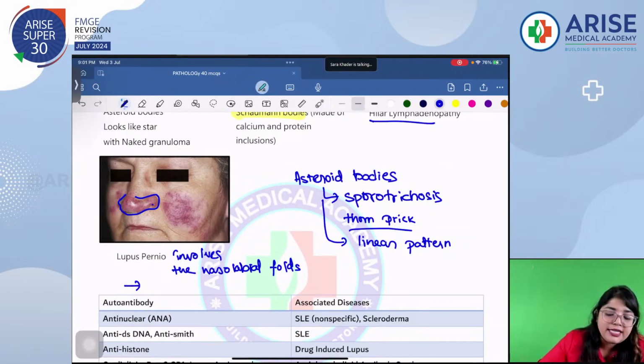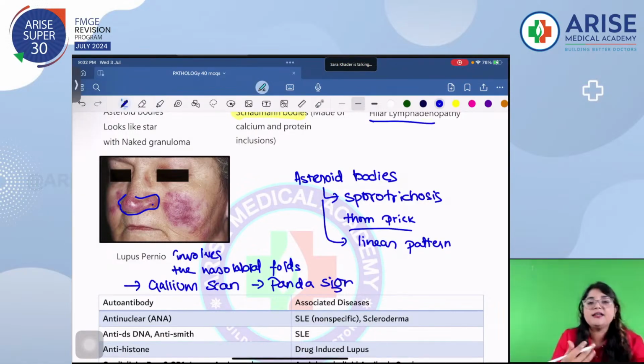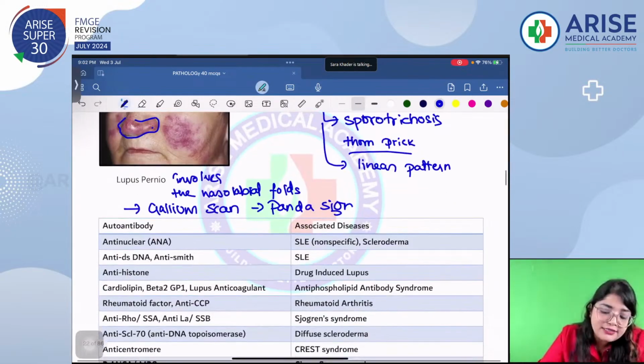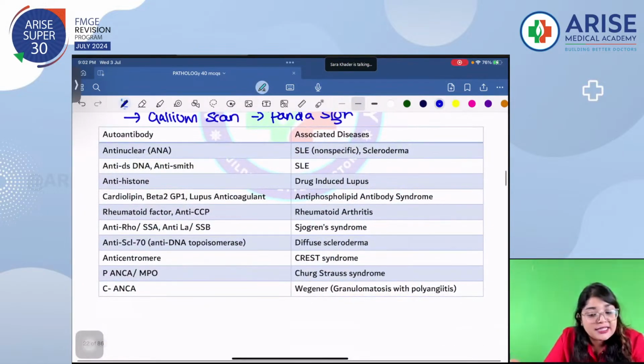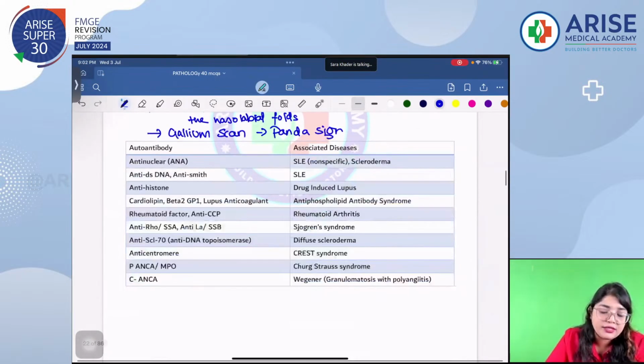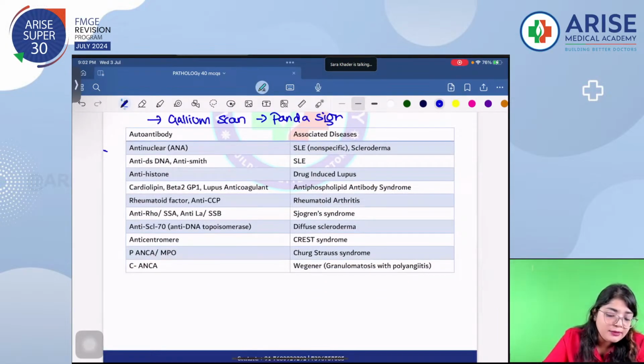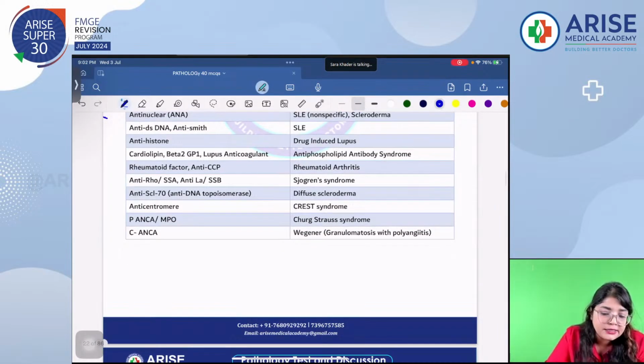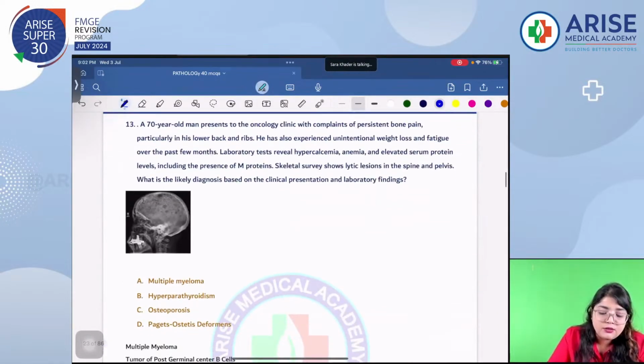Also, yes, on gallium scan, just for completion, you see the very famous panda sign. Okay, panda sign. Where else do you see panda sign? You tell me that also. So panda sign is also seen in Wilson's disease, if you can remember, right? And these are your antibodies, very, very important for the exam. Just have a quick overview of all the autoantibodies that are important for the exam. Okay, now let's look at the next question.